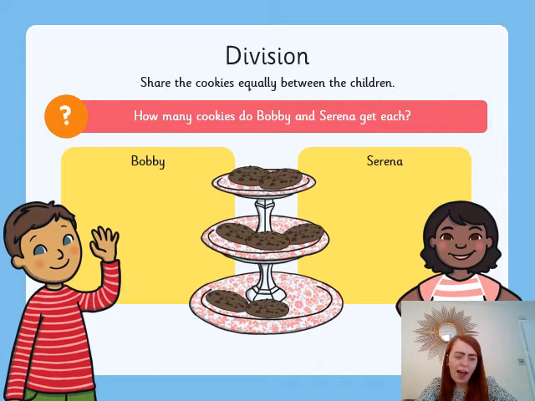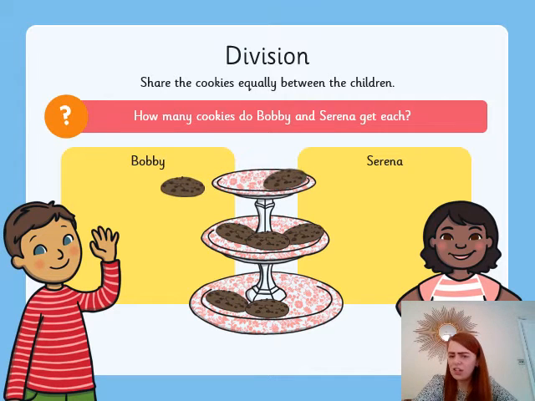So let's look again then at our cookie example, and again it's asking us to share these cookies equally between the children. Now I can see that there are 7 cookies this time, and straight away I'm thinking, well hang on, 7 is not a station in the 2 times table, so how am I going to share these cookies equally? Can I give all of the cookies to Bobby and none to Serena? Well no, because that wouldn't be fair. Could I give 2 to Serena and 5 to Bobby? That wouldn't be a fair share either. So let's see how we would solve this problem.